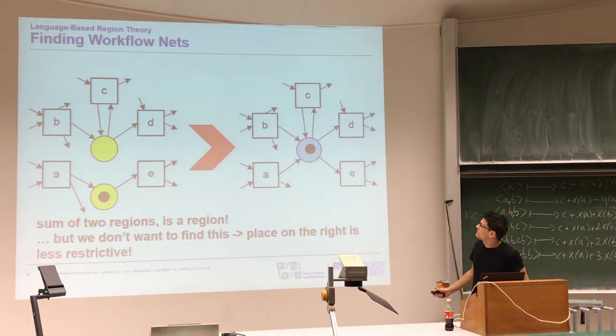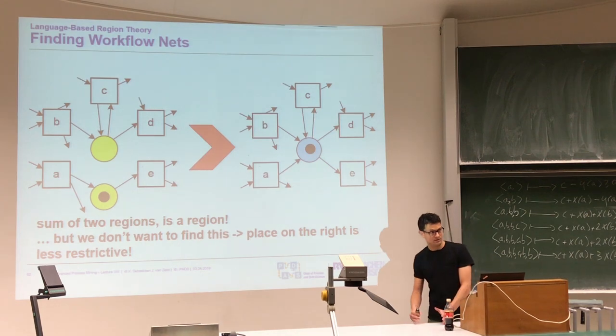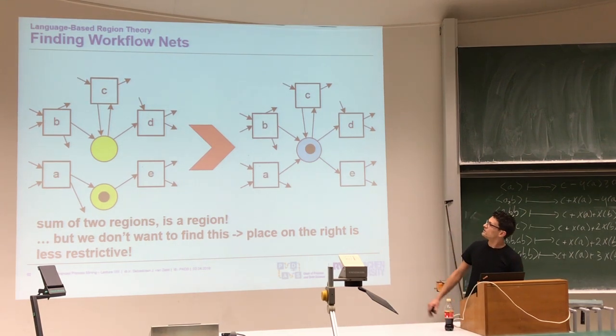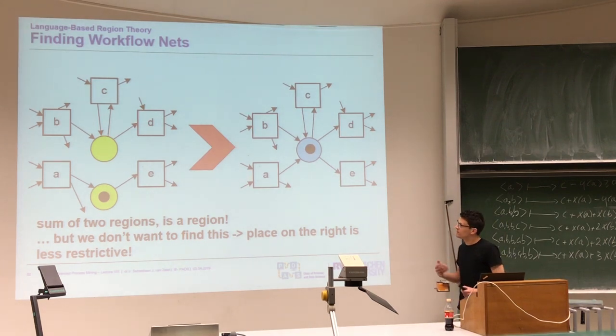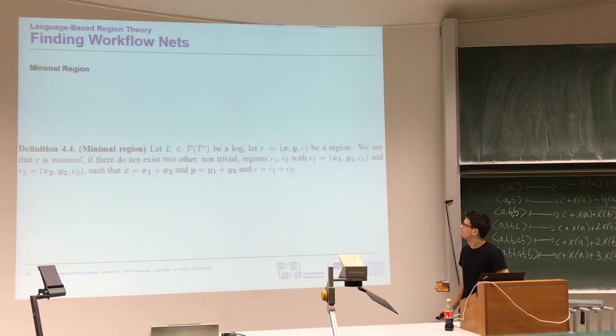So this first concept is known as a minimal region. Essentially, this is not a minimal region because it is the linear combination of these two regions. And we don't want to find non-minimal regions. That's actually interesting because in state-based, transition-based region theory, we had the same idea. We didn't want to find all regions, we wanted to find minimal regions, those regions where removing a state from the region would jeopardize it being a region. Here we also want to find minimal regions, those are regions that are not a linear combination of two other regions.